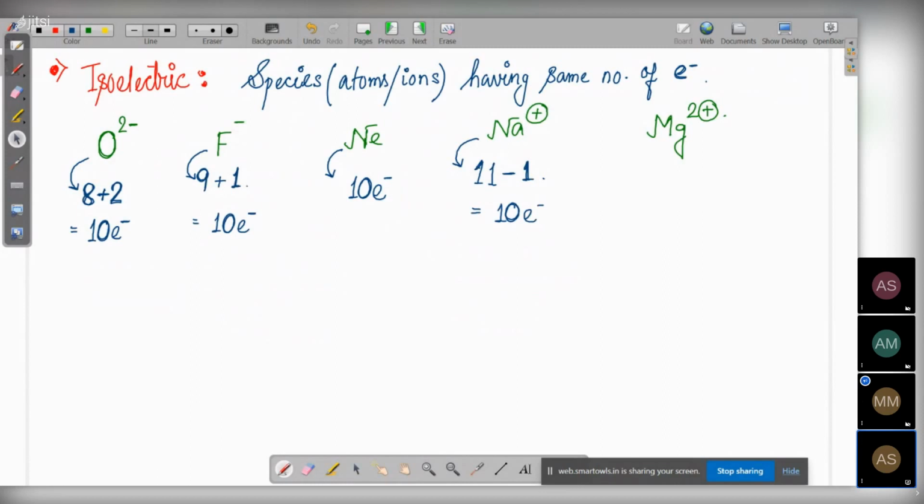And for magnesium, the atomic number is 12, minus 2 because there is a shortage of 2 electrons with the +2 charge. So that's why you are getting 10 electrons.